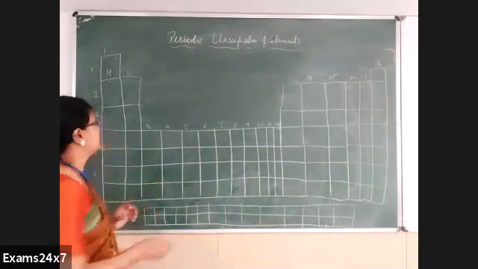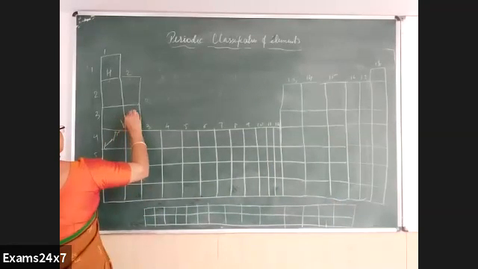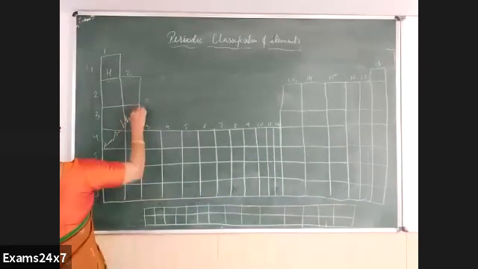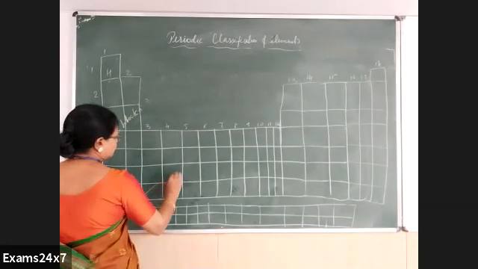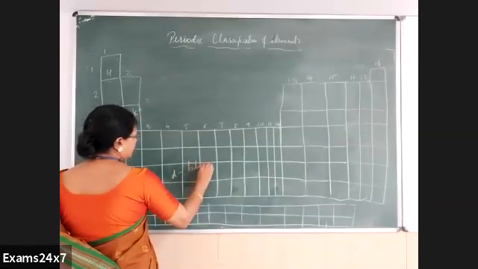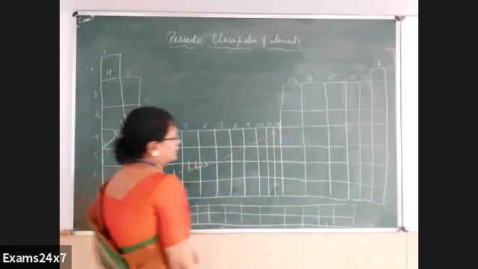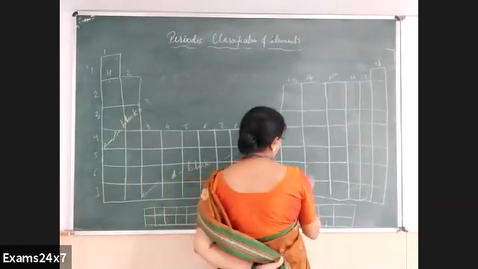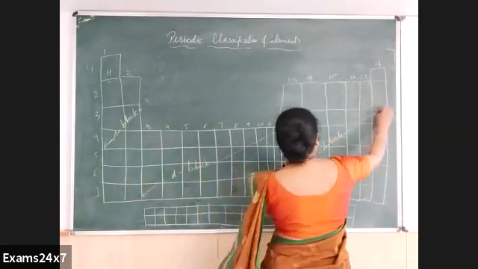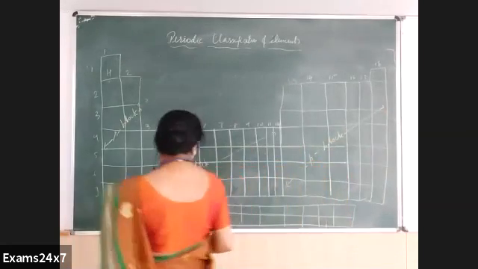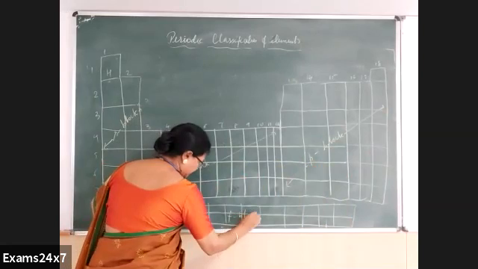First and second groups are called the S block. Then these are which block? D block elements. Then from here you have the P block. At the bottom, the F block.